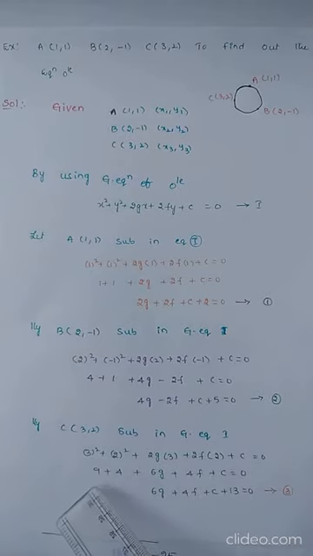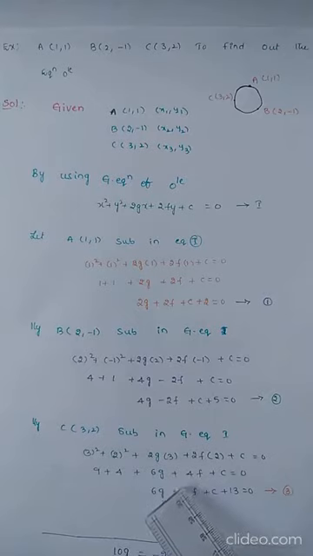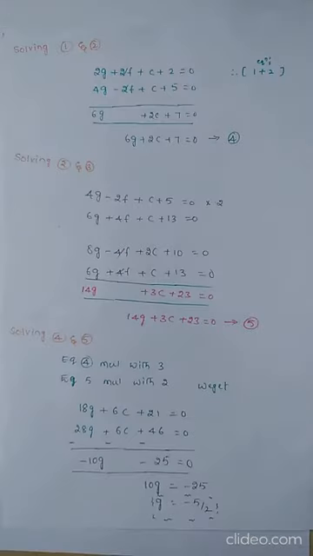3 square means 9, plus 2 square means 4, plus 2 3s are 6g, 2 2s are 4f, plus c is equal to 0. Therefore, rearranging, we get the equation. What is the line? 6g plus 4f plus c plus 9 plus 4, 13, is equal to 0. That is equation 3. That means line 3. Okay.